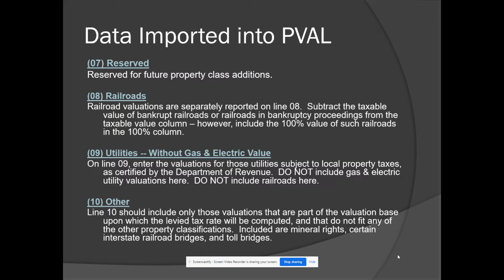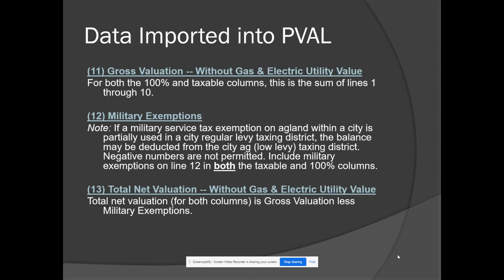Utilities without gas and electric, so these are utilities such as telecommunications. And on line 9, you're going to enter the values for those utilities subject to local property taxes as certified by the Department of Revenue. This is not gas and electric value. This is not railroad value. It's utilities. And line 10 is other, and that could be things such as mineral rights, interstate railroad bridges, toll bridges. If you as a county have something that's classed as other, you should already know that.